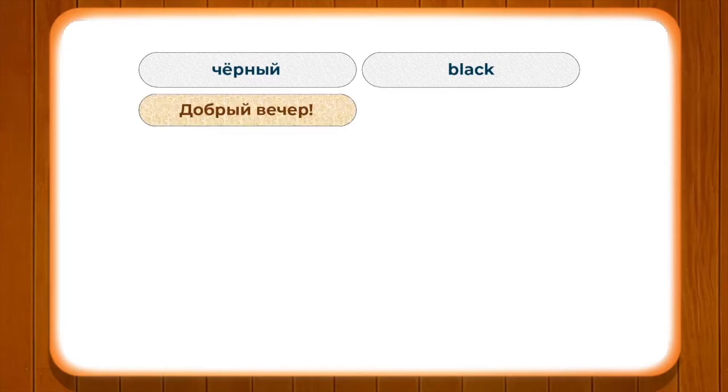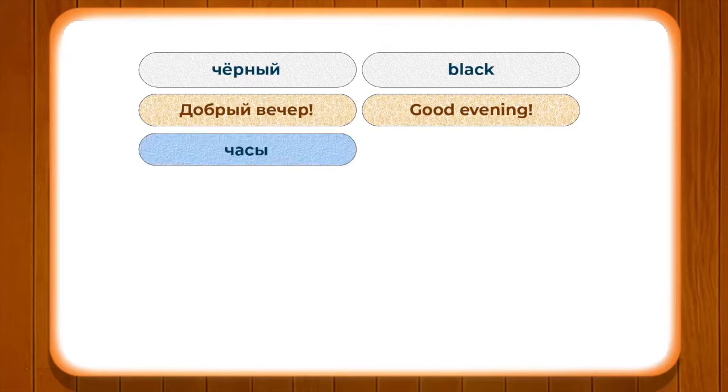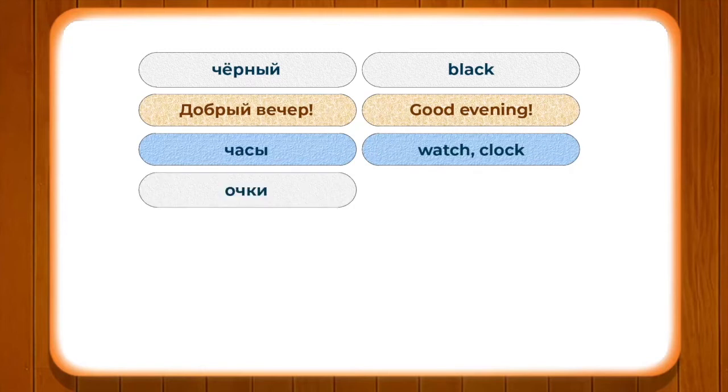It means black. The next one is an expression which we often use in Russian, добрый вечер, which means good evening. Then we have часы, which means watch or clock. Then очки means glasses or spectacles.